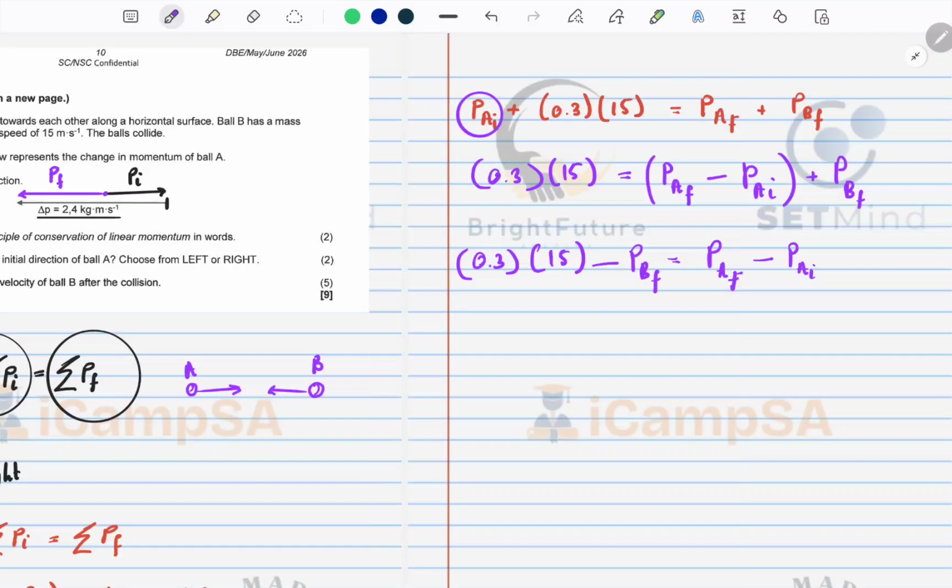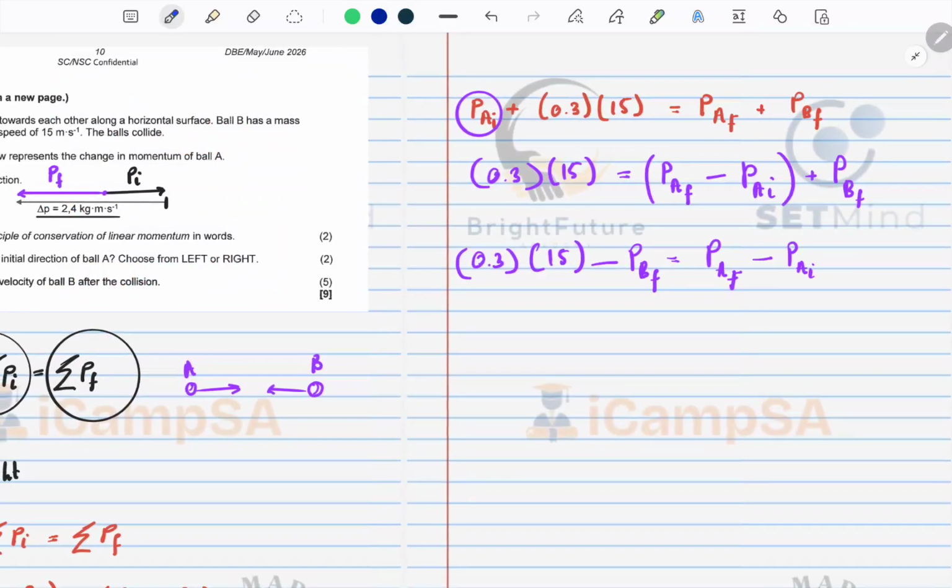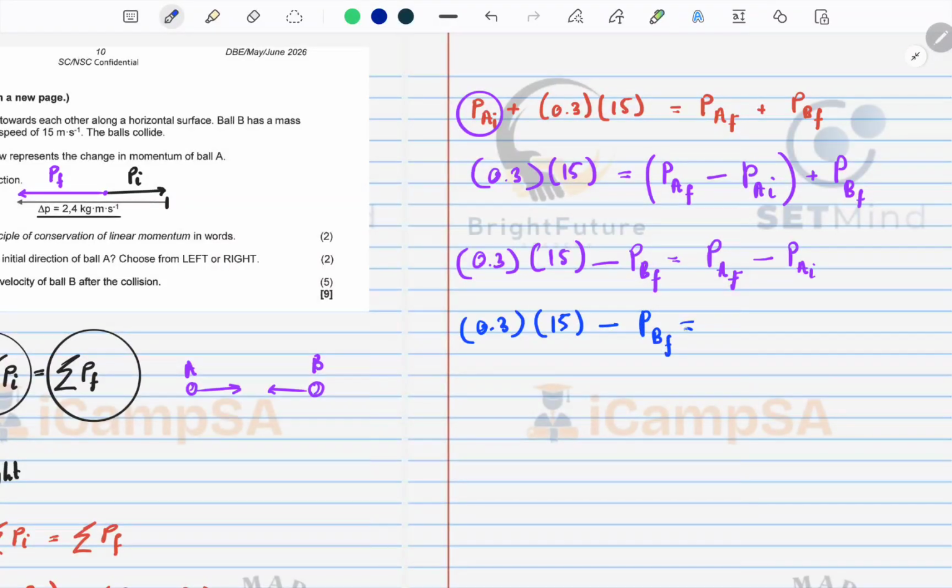We know for a fact, so it means we can just substitute it with whatever the change in momentum was, which is 2.4 here. Okay, we've got 2.4. So we can say 0.3(15 minus PPF) equals 2.4. This is what you have.